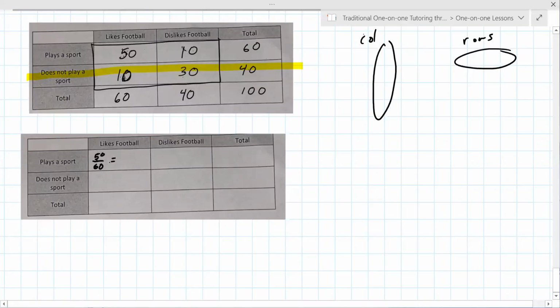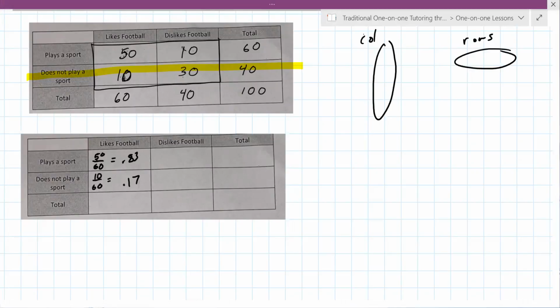Yeah. And so you got to get a decimal for that. It doesn't say how many decimal places. This one doesn't round. Great. 0.83 on that. Does not play a sport. That's 10 out of 60, which is 0.17. And then we got to do the same thing in the next column here. So the next column is 10 out of 40. I'm taking that 10 over the 40. That's 0.25. And then the next one is 30 out of 40, which is 0.75.